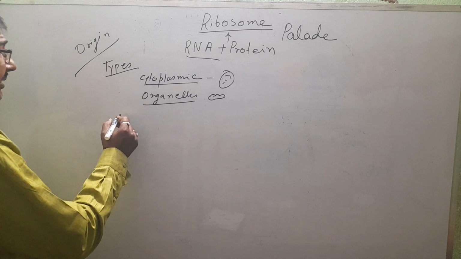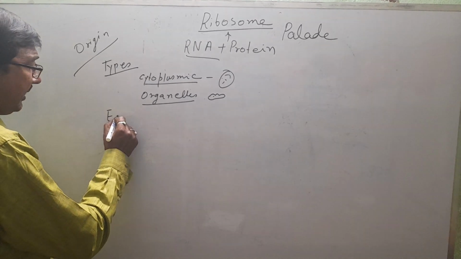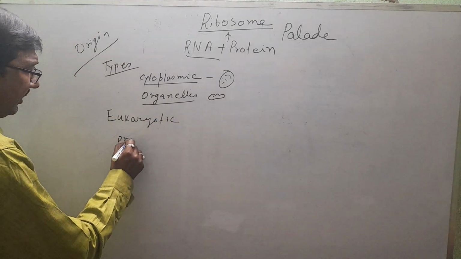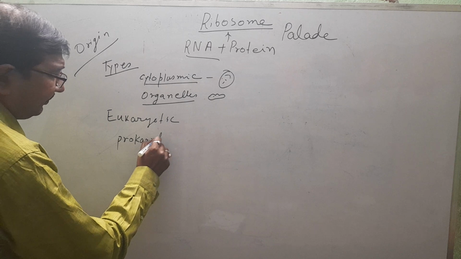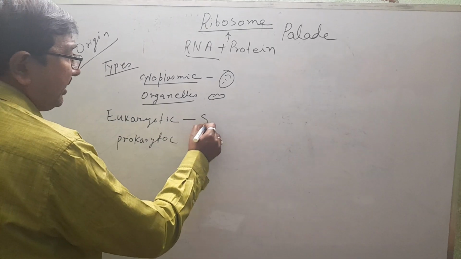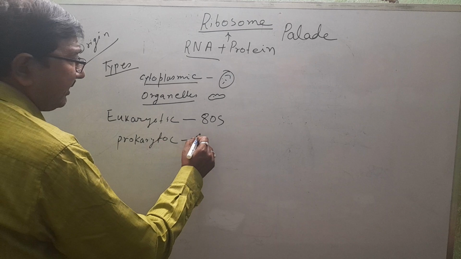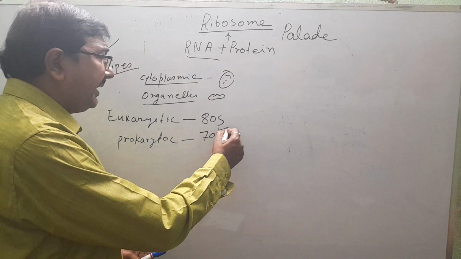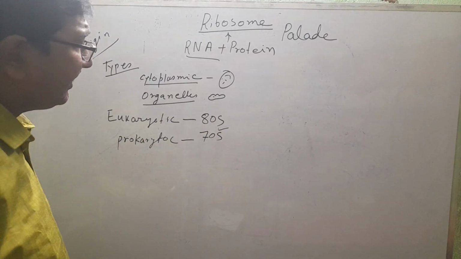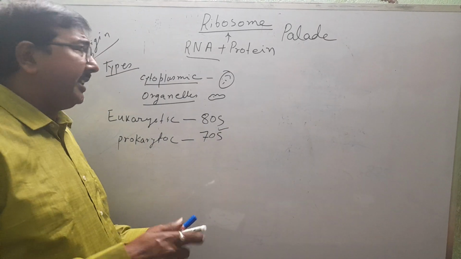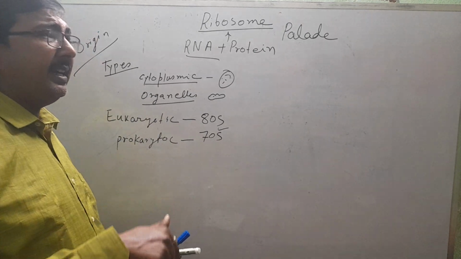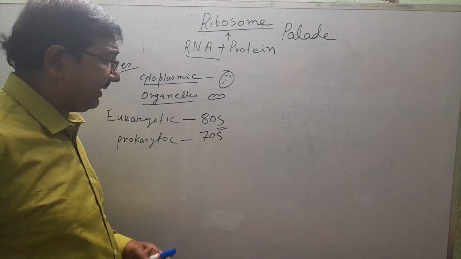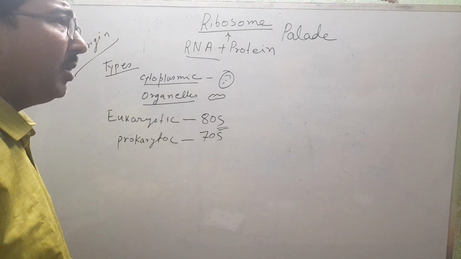Another type is by eukaryotic and prokaryotic. In case of eukaryotic, it is the 80S ribosome. In case of prokaryotic, it is the 70S ribosome. What is the meaning of S? S means sedimentation coefficient. During centrifugation, the rate at which the ribosome settles down is denoted by S. That's the sedimentation coefficient.